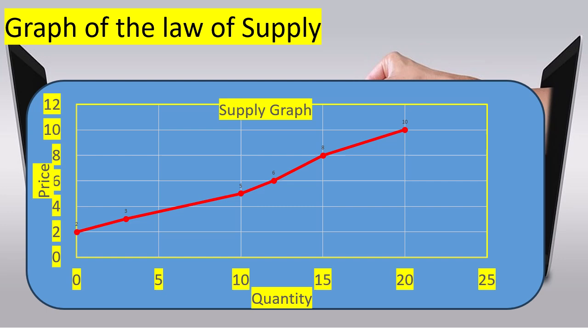At a price of 5, they're going to make 10. At a price of 6, they're going to make 12, and so on. So as the price rises on the price axis, the number that they make goes up.